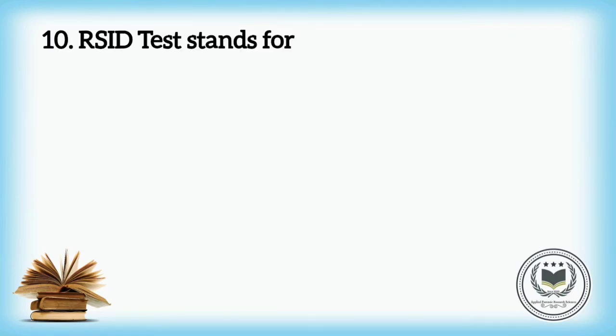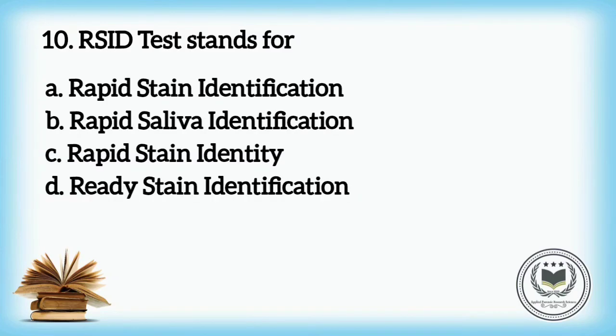Question number 10. RSID test stands for A, rapid stain identification. B, rapid saliva identification. C, rapid stain identity. D, ready stain identification. And the correct option is A, rapid stain identification.